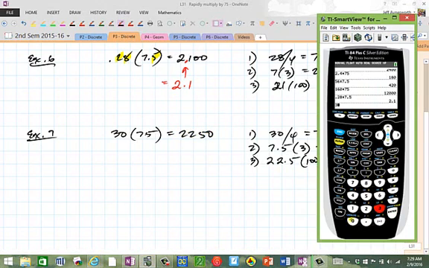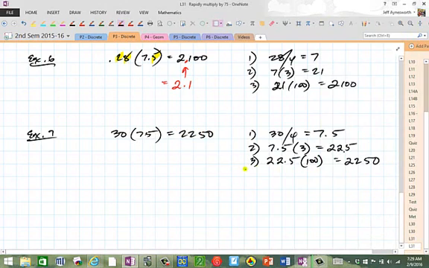So 30 times 75. Boom, right there, 2250. So even if the numbers are not divisible by 4, you still do the same thing, guys. And hopefully you can do that part in your head. I mean, 30 divided by 4, not too hard.